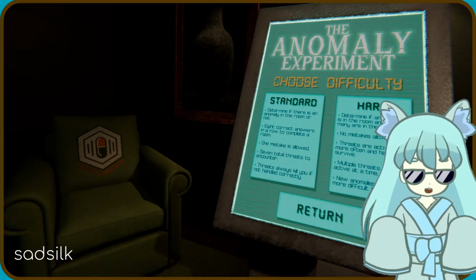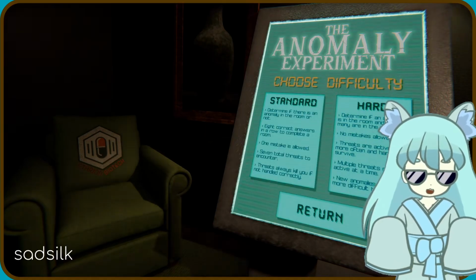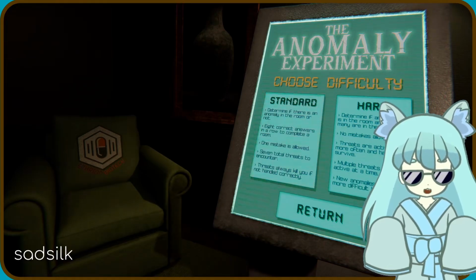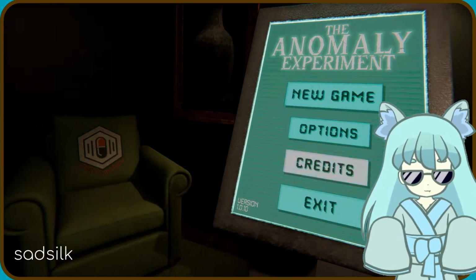Okay, so determine if there is an anomaly in the room or not. 8 answers in a row to complete the room. 1 mistake is allowed. 7 total threats to encounter. Multiple threats can be active at a time.